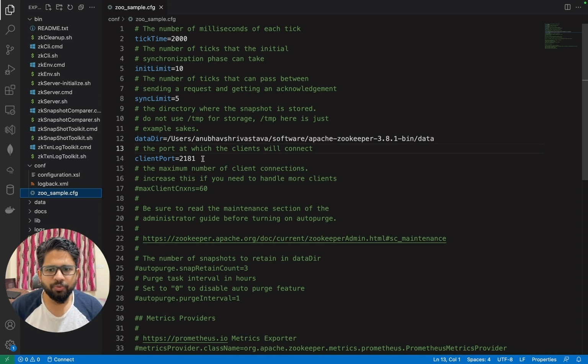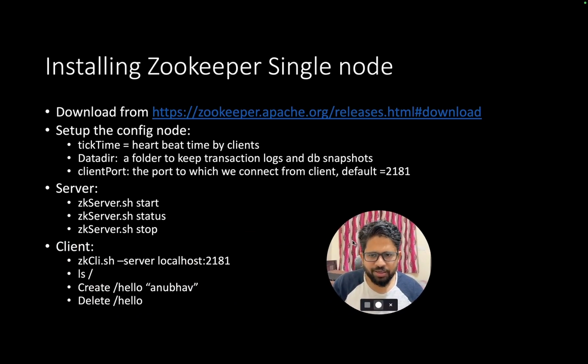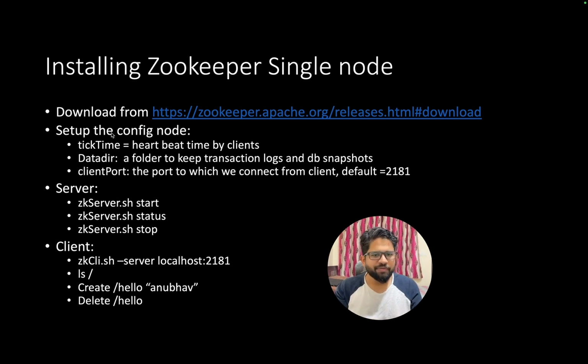Now let's quickly move on to the overview of what we are planning to do. This is what we have already done. That is, we have downloaded the Zookeeper into our machine. And there are a bunch of configurations which are already set up in the sample configuration file, which we checked just now. So there are three things.